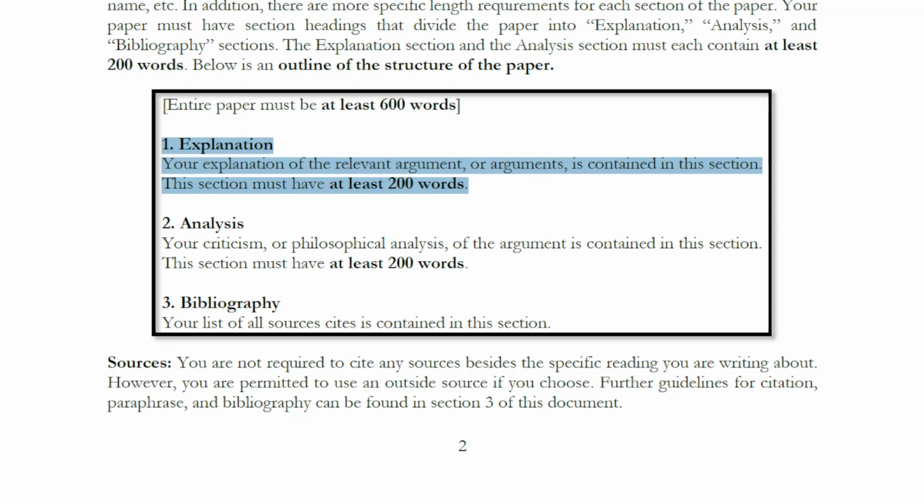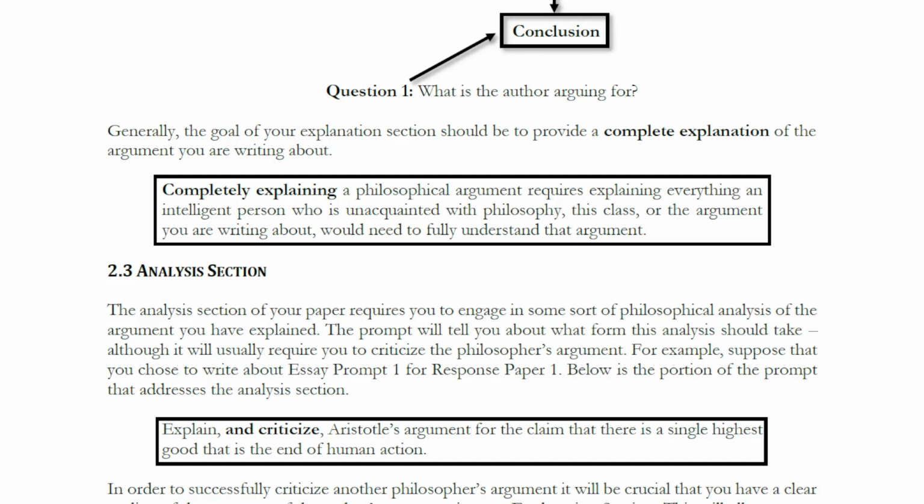In the explanation section, you are simply informing your reader about the author's argument. My aim here will be to explain how to identify the conclusion of the argument, identify its premises and logical structure, and explain the author's reasons for why those premises are true. First, we need to address what it means to successfully explain a philosophical argument. When grading your explanation section, I will evaluate whether you have provided a complete explanation of the argument. And I define a complete explanation as the following.